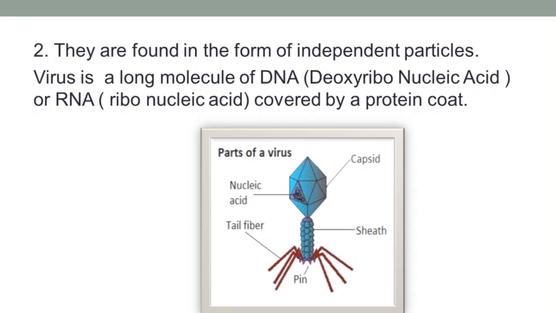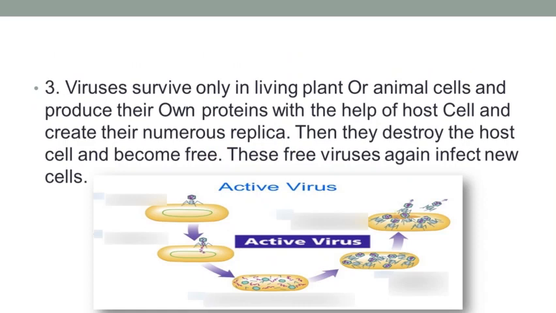The nucleic acid is present, and outside the nucleic acid is a coat of protein, and that protein coating is called a capsid. Okay, and here a sheath, tail, fiber and pin are present. So this is the structure of viruses. Next, viruses survive only in living plant or animal cells and produce their own protein with the help of a host cell and create numerous replicas.